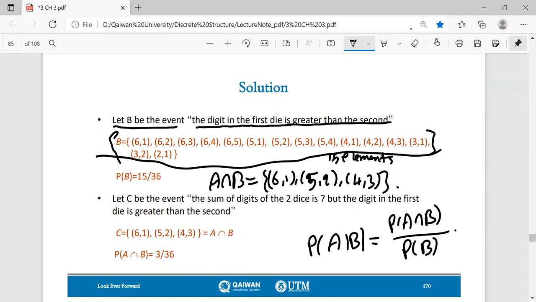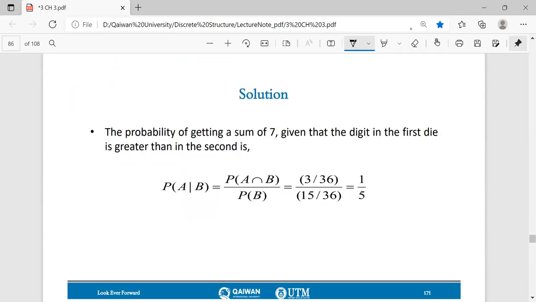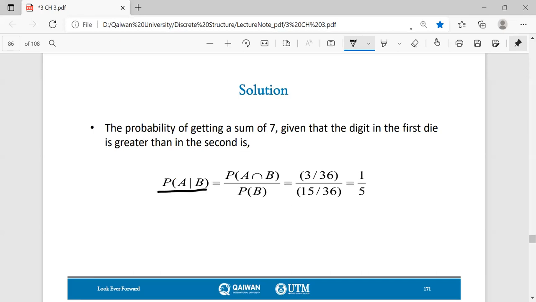So what's the probability of A intersection B? In A intersection B, we have only three elements. We divide by the total of outcomes, 3 divided by 36. So the probability of A intersection B is 3/36. And the probability of B is 15/36, because we have 15 elements in event B. We say the probability of A given B is the probability of A intersection B divided by the probability of B. It's 3/36, because in A intersection B you have only three elements, and in B we have 15 elements. 15/36 is the probability of B. The probability of an event is the members in the event divided by the total outcomes.